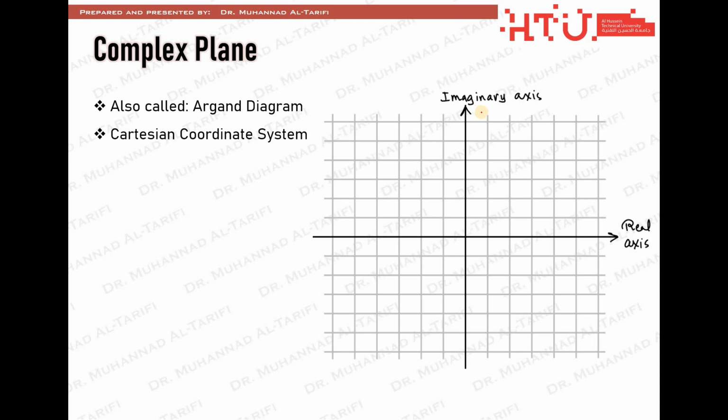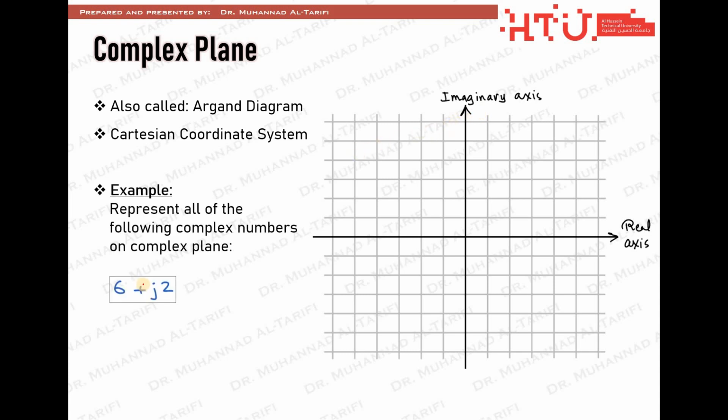To illustrate how a complex number is located on the plane, let us have an example. 6 plus j2 has a real part of positive 6 and imaginary part of positive 2. Therefore, from origin, we go 6 units to the right and 2 units upwards. And here is the point representing 6 plus j2. Let's have another example. Minus 4 minus j3 has a real part of minus 4, so we go 4 units to the left. And imaginary part of minus 3, so we go 3 units downwards. And done. Simple, right?